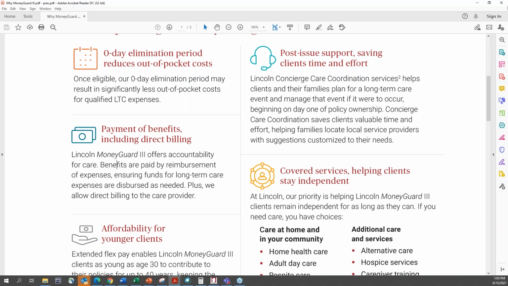One of the things that's brand new with Lincoln MoneyGuard, as of actually yesterday, is that you can now get up to a third of your monthly benefit in cash. It's all part of that plan of care. If the plan of care says my wife is going to take care of me 5 days a week, and we're going to have a home care agency come in the other 2 days.